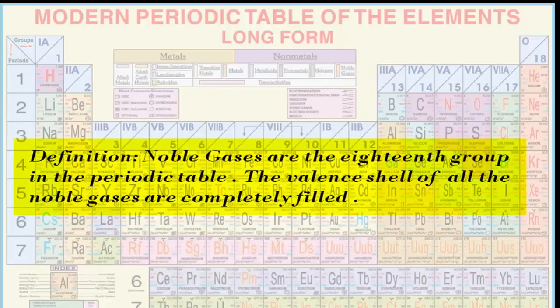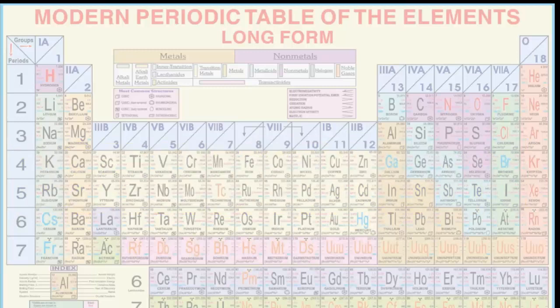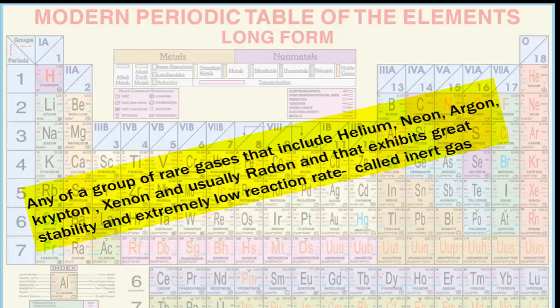Friends, what are the noble gases? We can define them as the 18th group in the modern periodic table, where the valence shell of all the noble gases is completely filled. Or we can also say that they are a group of rare gases that includes helium, neon, argon, krypton, xenon, and usually radon, that exhibit great stability and an extremely low reaction rate. We call them inert gases.